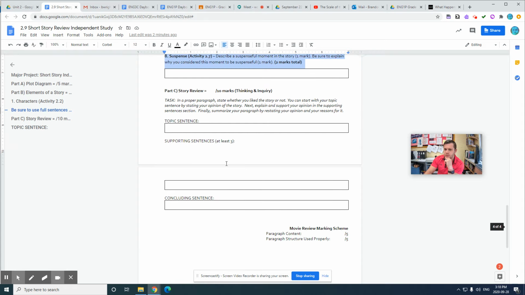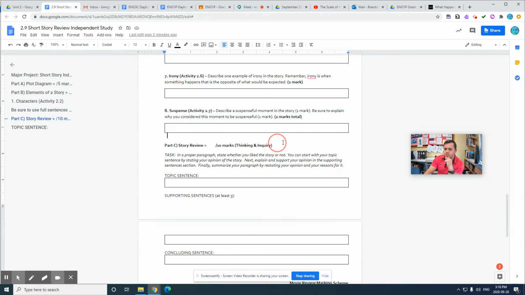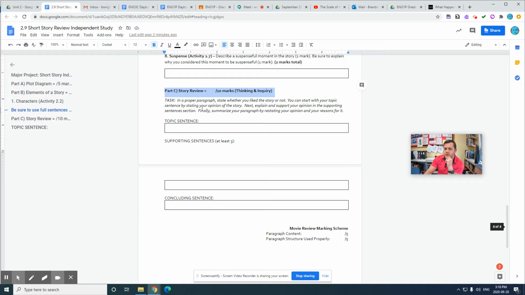So that's part 2. And then part C is, in a proper paragraph, state whether you like the story or not. You can start with your topic sentence by stating your opinion of the story right here. Next, explain and support your opinion in the supporting sentences section. Finally, summarize your paragraph by restating your opinion and your reasons for it.